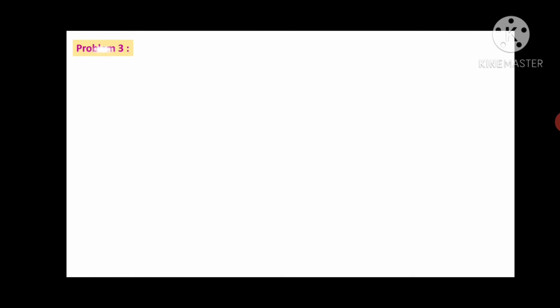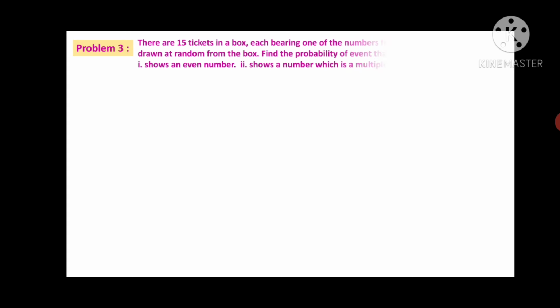Problem number 3 now. There are 15 tickets in a box, each bearing one of the numbers from 1 to 15. One ticket is drawn at random from the box. Find the probability of the event that the ticket drawn shows an even number, and shows a number which is a multiple of 5. So first we will write the sample space.